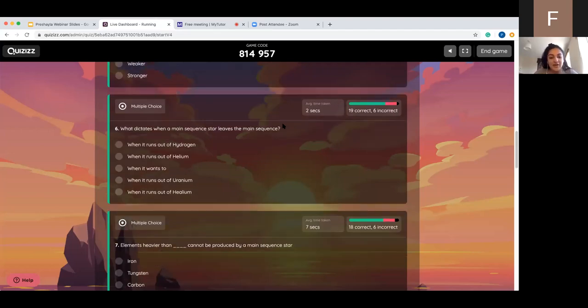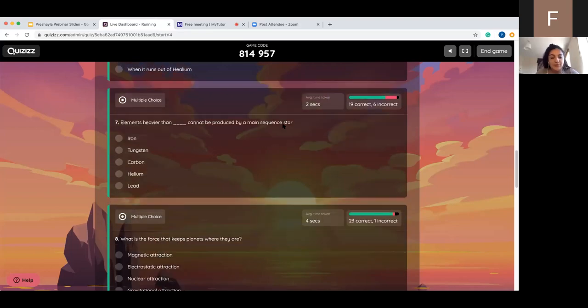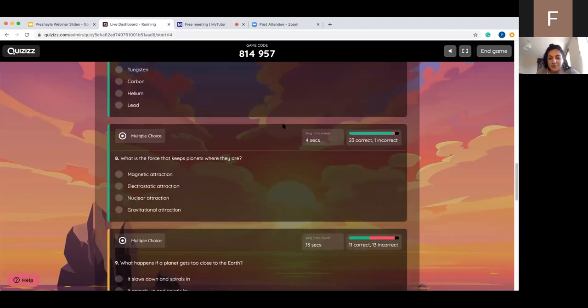Elements heavier than iron cannot be produced by a main sequence star. They need more energy to be produced, and so a supernova would have to produce them, not a main sequence star. What is the force that keeps planets where they are? This one was a most well done question, and that would be gravitational attraction.